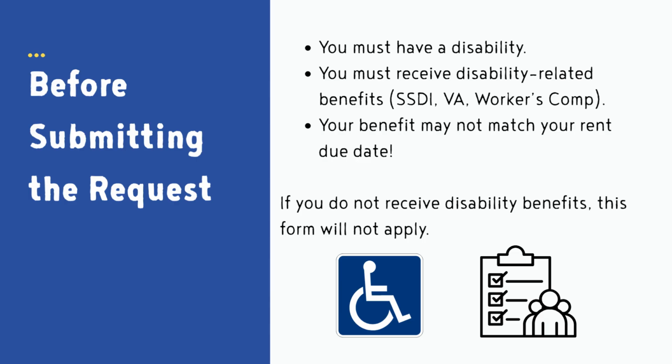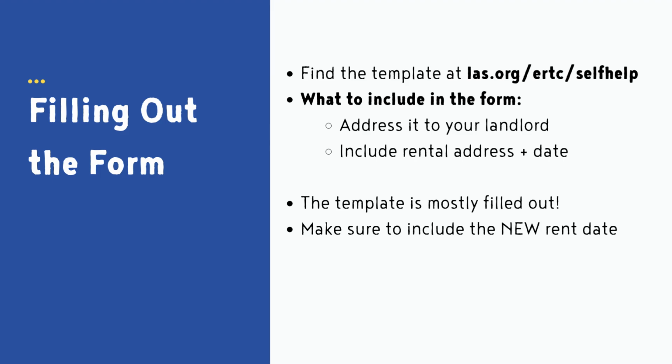You're allowed to request the date of your payment of rent to be changed based around when you receive your benefits. If you do not receive any disability-related benefits, you will not be able to use this form to request your payment date to be changed.